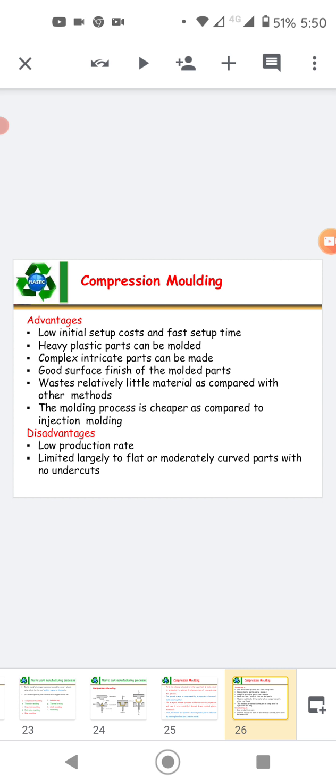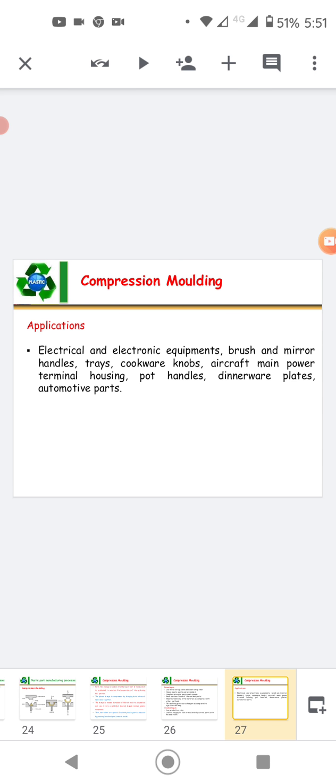Disadvantages: it is not suitable for thick sections, and not economical when large quantities are desired. It is not suitable for castings with intricate shapes. Production rate is limited largely to flat or moderately curved parts with no undercuts.